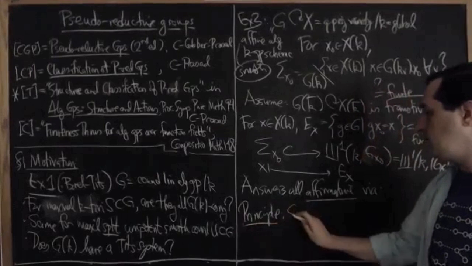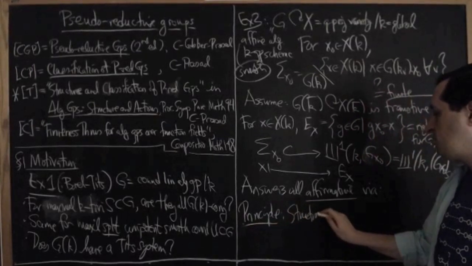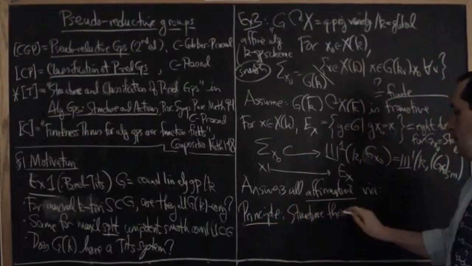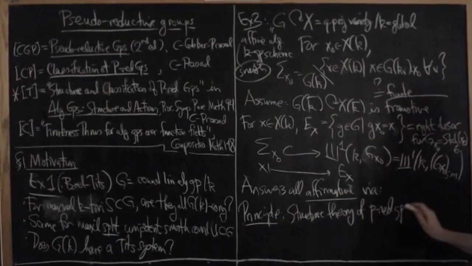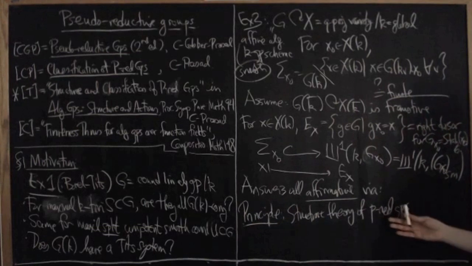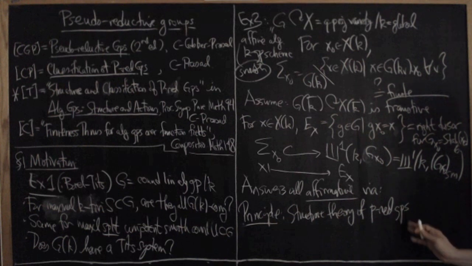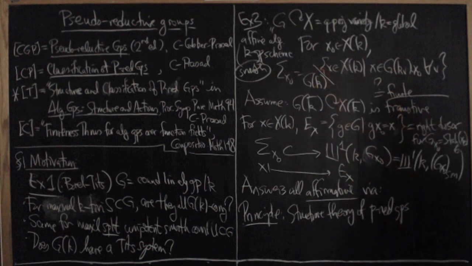which is that the structure theory of pseudo-reductive groups, so I have to define what that concept is. This is a certain generalization of reductivity, which is the same as connected reductive over perfect fields, but over imperfect fields, it's a more general concept. And these will have a very rich structure theory, as I'll be discussing.